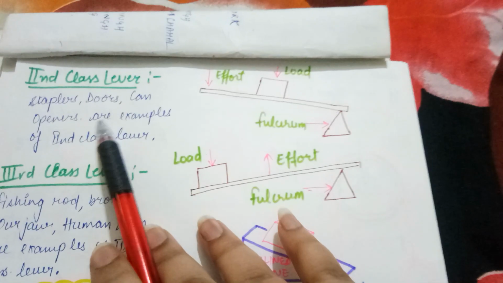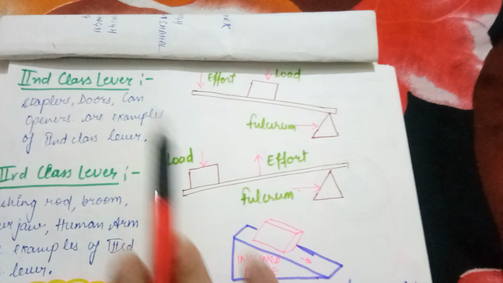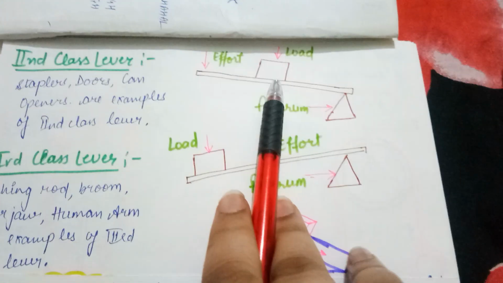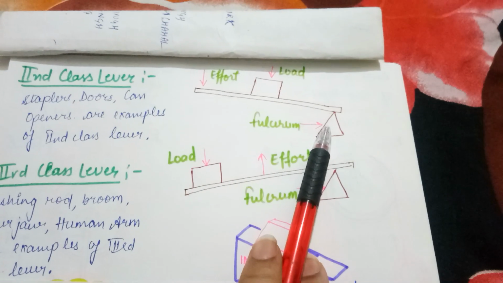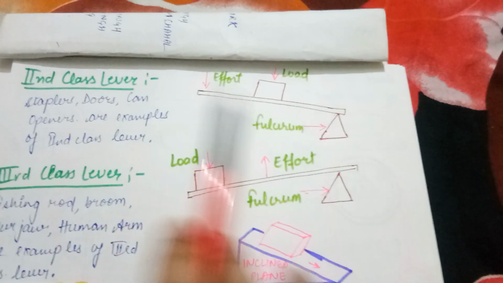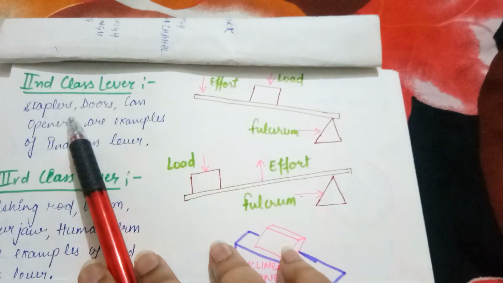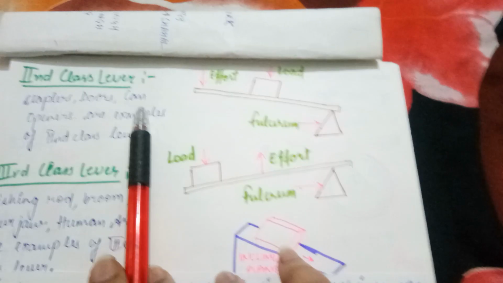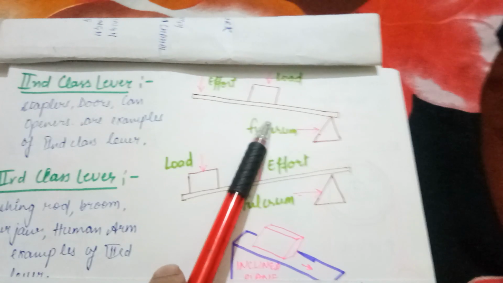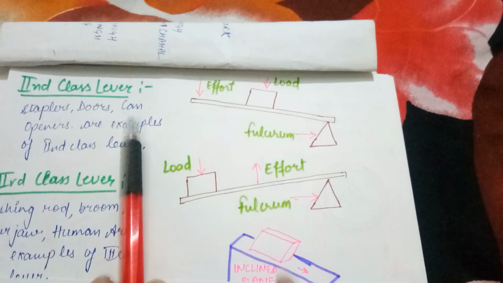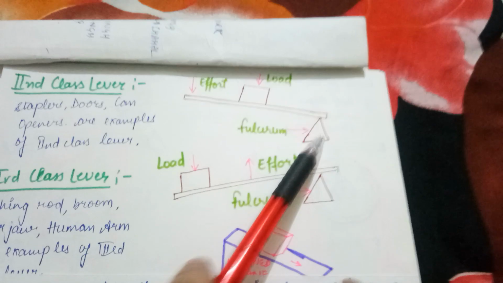Now students, this is the second class lever. In the second class lever, the load lies between effort and fulcrum. And the examples are staplers, doors, can openers. These are the examples of this kind of lever. You can compare the door with the second class lever.